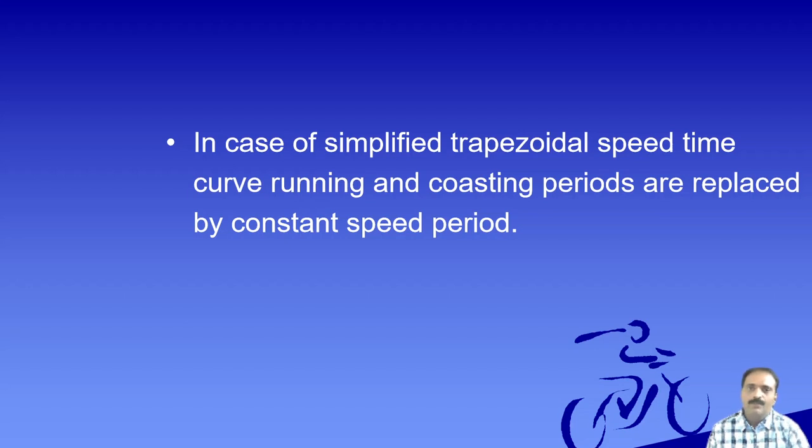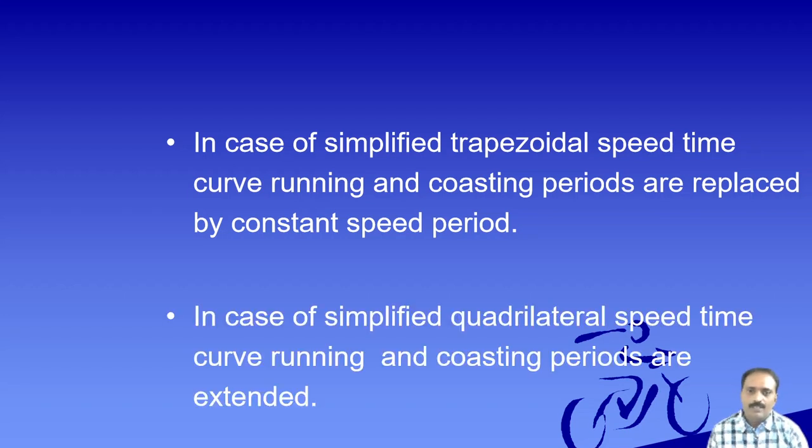So in the case of the simplified trapezoidal speed time curve, the running and coasting periods are replaced by a constant speed line. And in the case of the simplified quadrilateral speed time curve, the free running and coasting periods are extended like this. So obviously we are going to have a drooping characteristic like this.